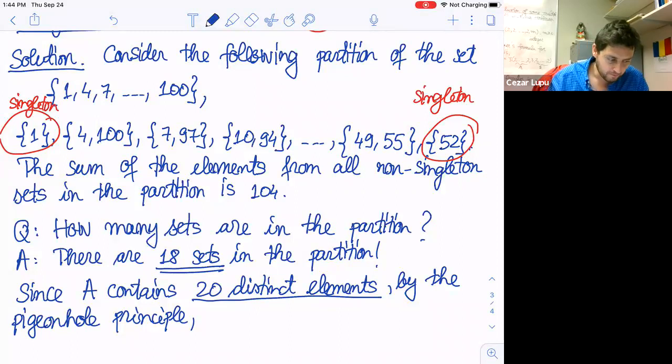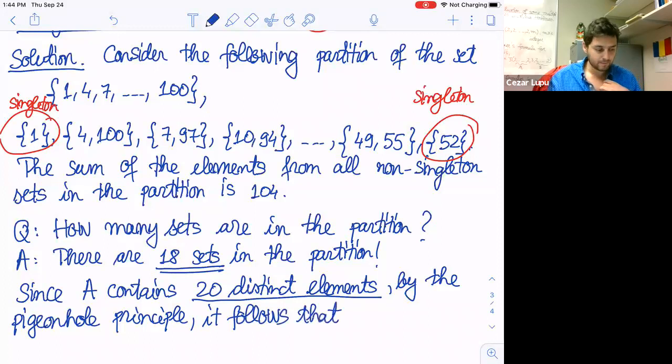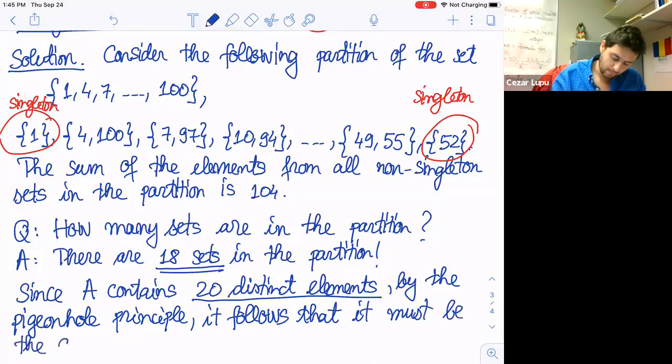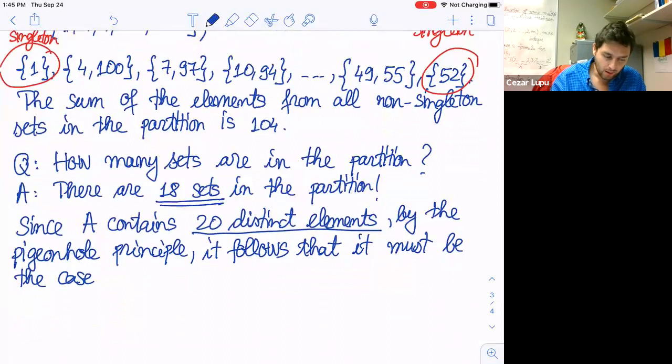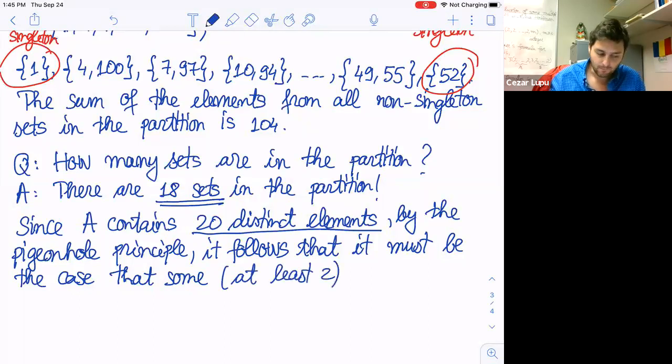So by the pigeonhole principle, it follows that it must be the case that the sum, let's say, and when I say this sum, I'll be specific, at least 2 sets in this partition, in the above partition.